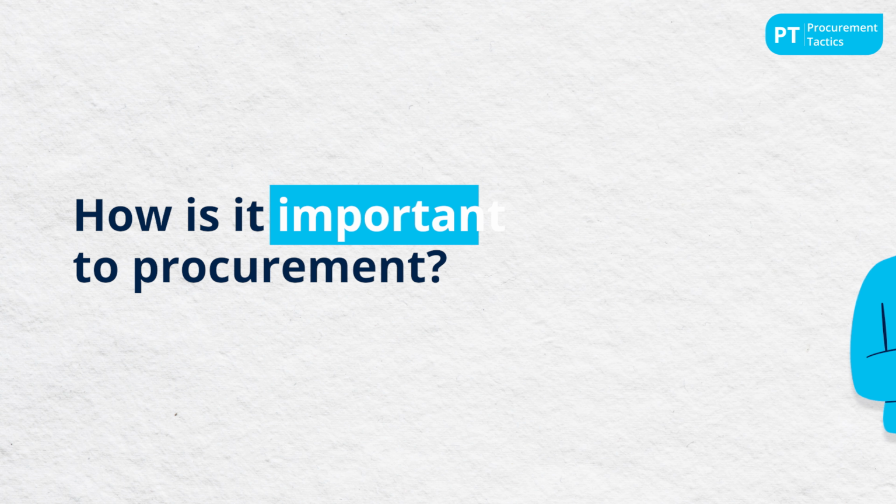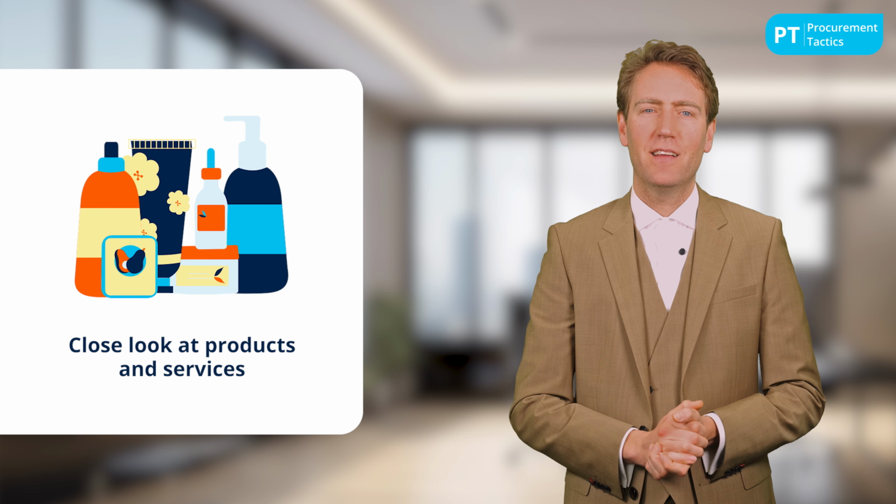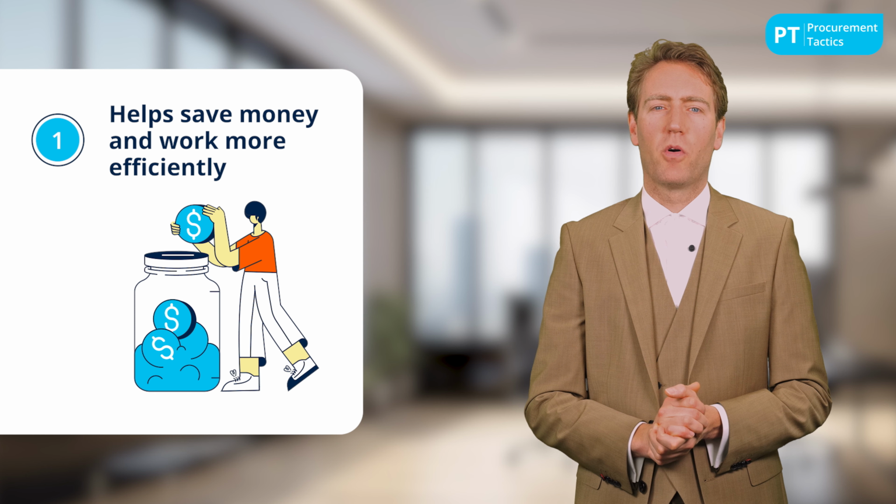How is it important to procurement? Let's think of it this way. VCA is like a magnifying glass that companies use to look closely at how they make their products or services. For the procurement manager who buys goods and services, understanding the value chain is important. It helps us in many ways while still keeping things professional. First, it helps us to save money and work more efficiently.